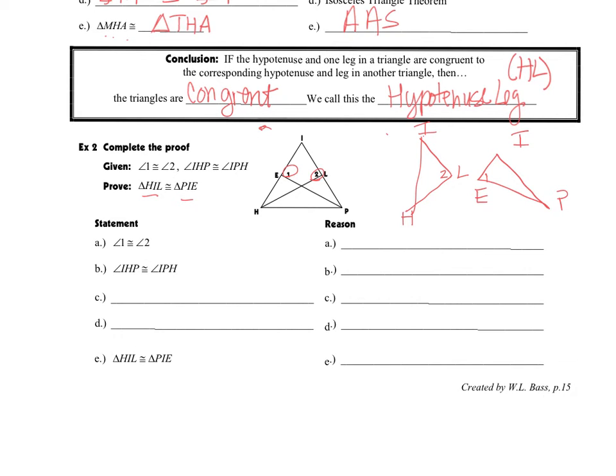Okay, so if we look, the first one, angle 1 is congruent to angle 2, and that is given information. And so we know that angle 1 is congruent to angle 2. And then we have angle IHP is congruent to angle IPH, and that is also by given information.